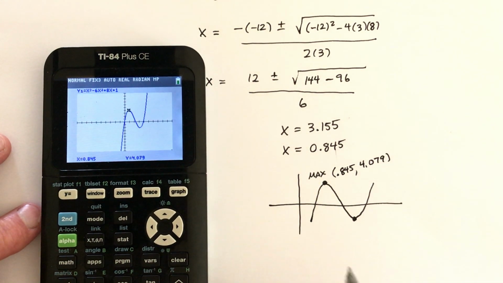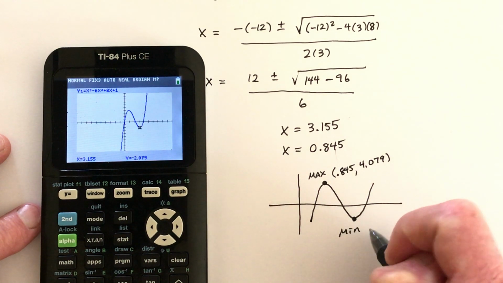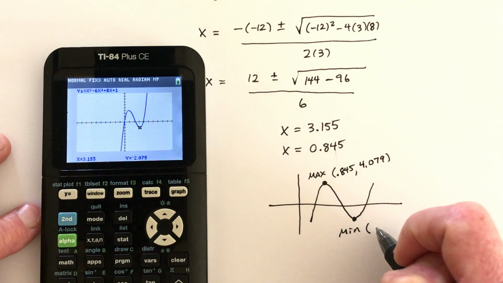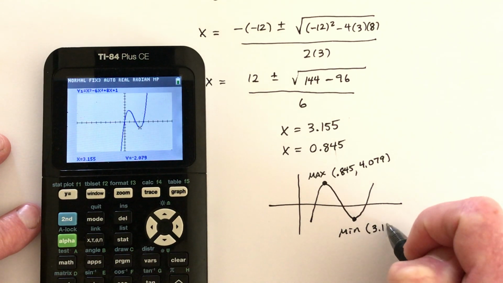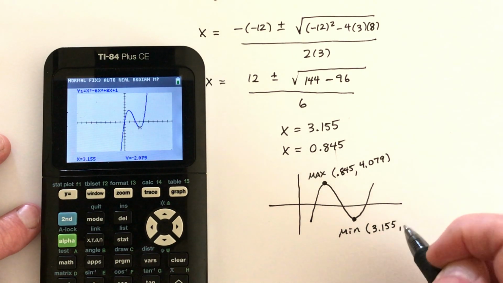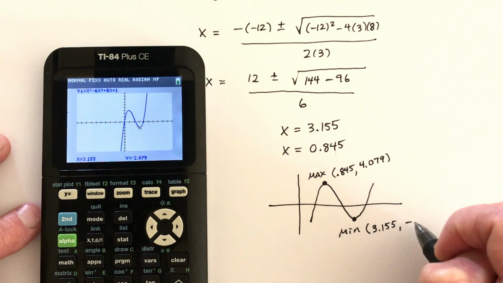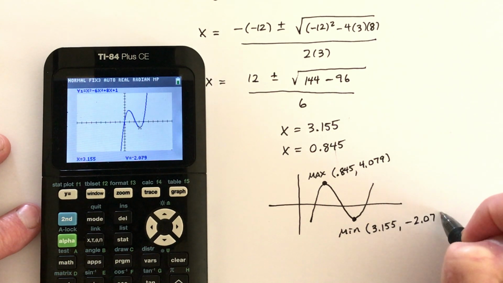And when I plug in the 3.155, it says down here is the minimum, and that is when x equals the 3.155, and then y must be a negative, and it's negative 2.079.